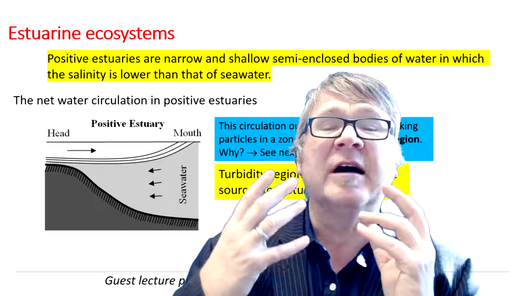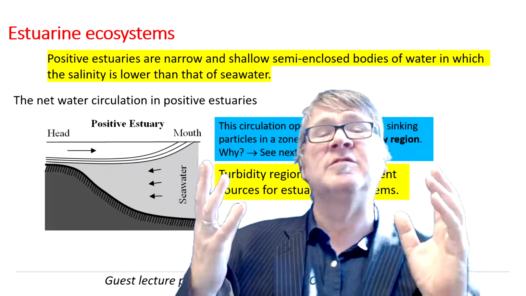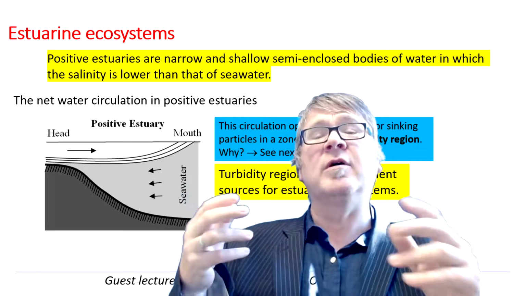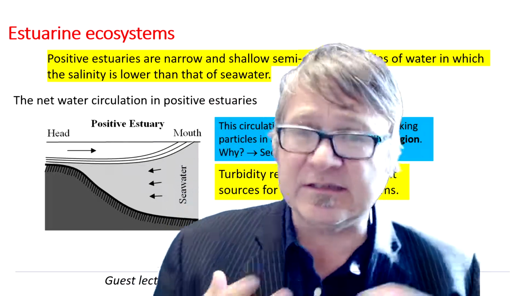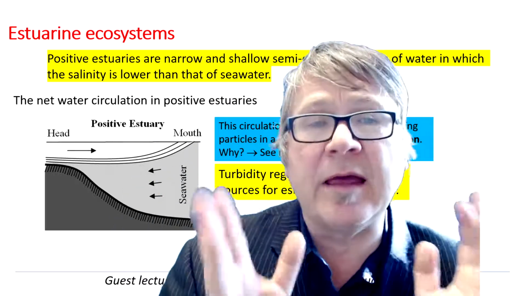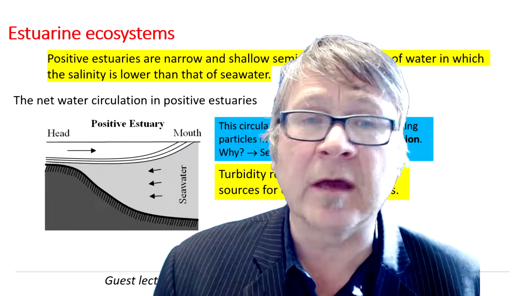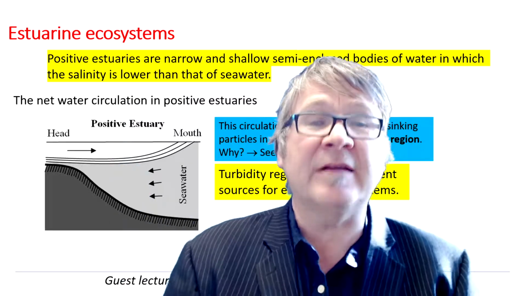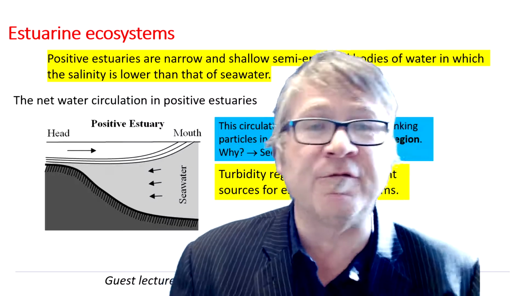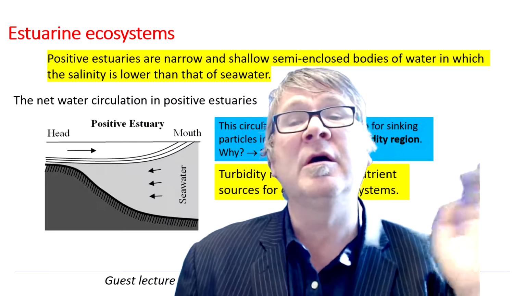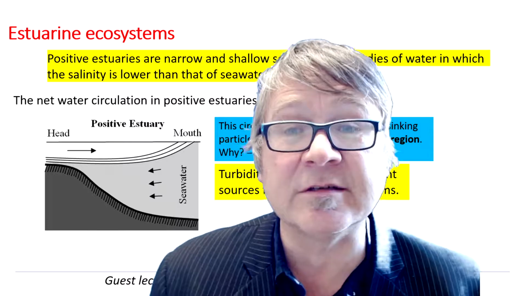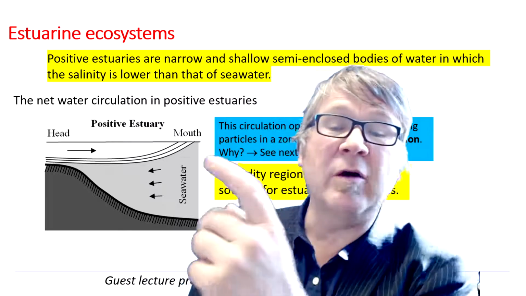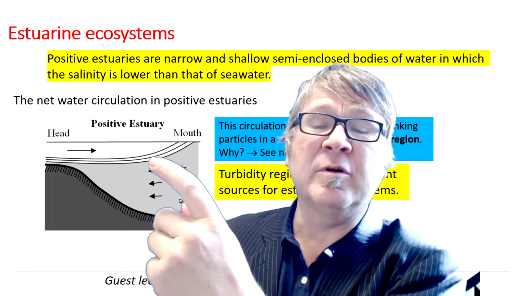Positive estuaries are narrow and shallow semi-enclosed bodies of water in which the salinity is lower than that of seawater, and it's essentially any river that ends up in the ocean. Okay, and all rivers end up in the ocean. So all rivers actually have a transition zone between the freshwater and the seawater, which is called an estuary, a positive estuary. And this is how the circulation looks like in a positive estuary.